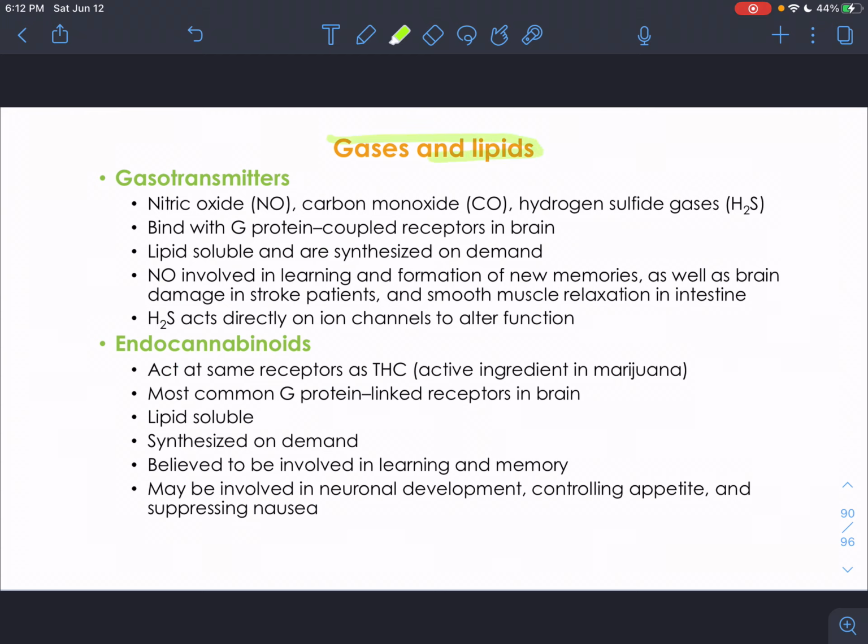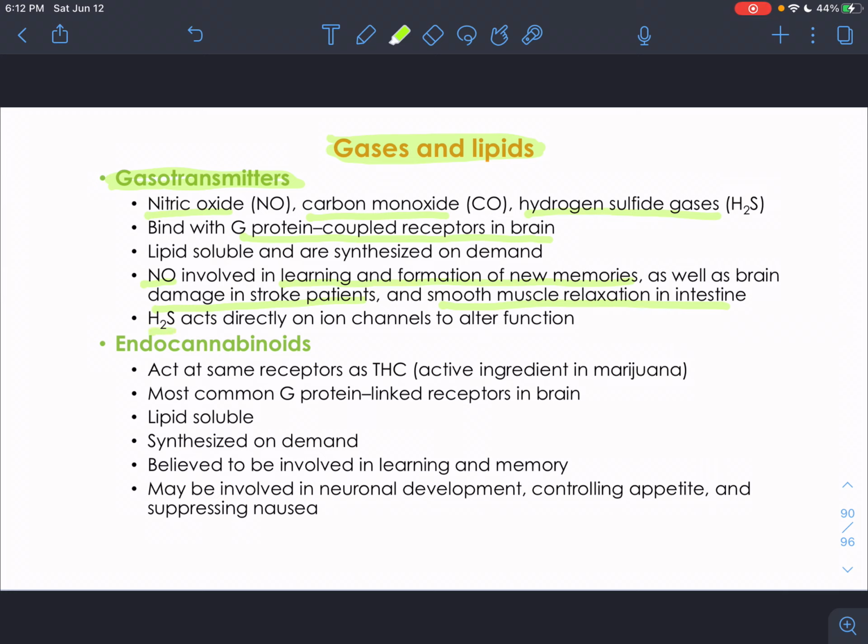We also have gases and lipids acting as neurotransmitters. So gasotransmitters: nitric oxide, carbon monoxide, and hydrogen sulfide gases. They bind with G protein coupled receptors in the brain, which I'll explain in a few slides. I talked about, I think, G protein coupled receptors when we talked about chemistry. They're lipid soluble, synthesized on demand. Nitric oxide is really important in learning and formation of new memories, and brain damage in stroke patients. And you also see it in smooth muscle relaxation in your intestines.